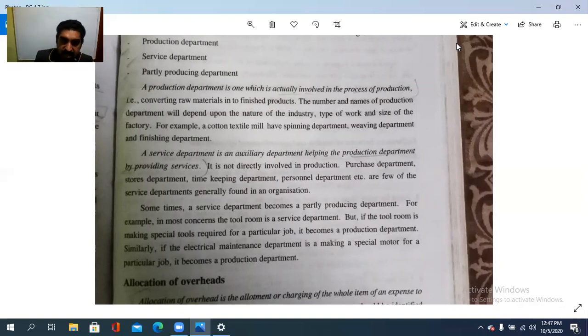For example, in most concerns, the tool room is a service department. But if the tool room is making special tools required for a particular job, it becomes a production department. Similarly, if the electrical maintenance department is making a special motor for a particular job, that also becomes a production department, because a special motor is used to do a particular job. So there is partly production there also.